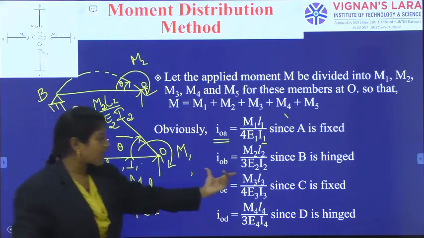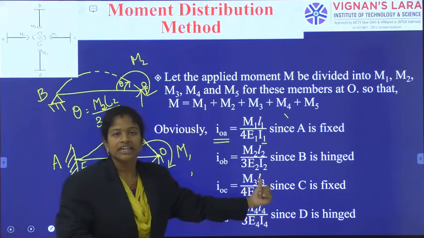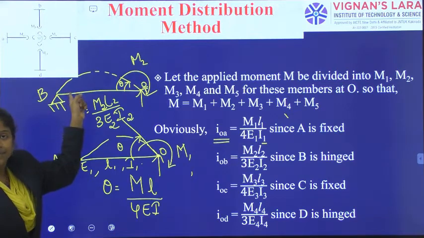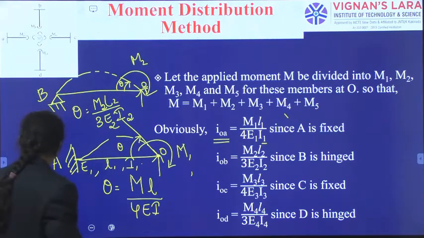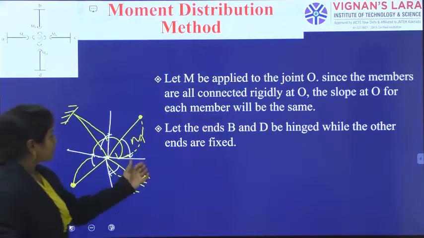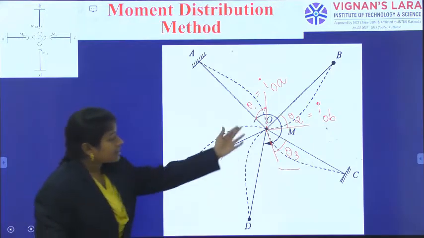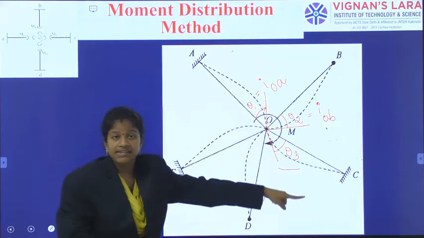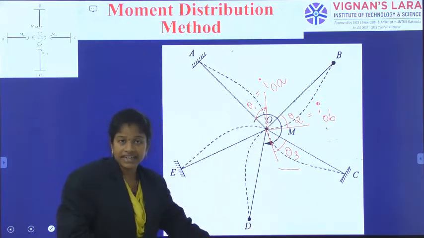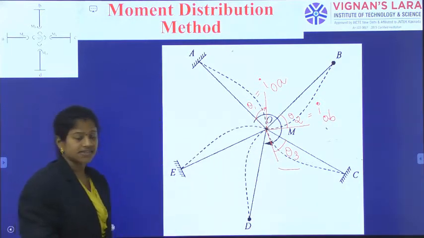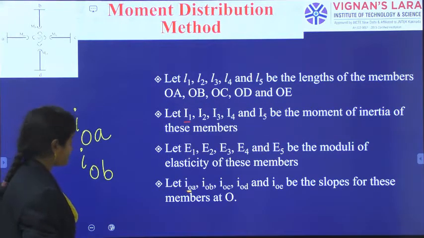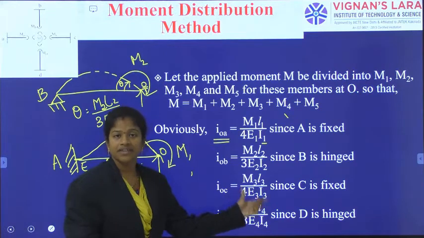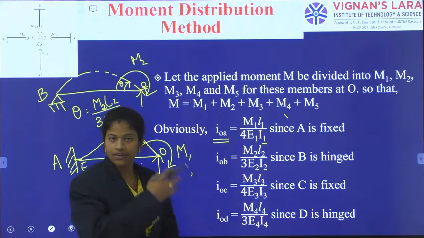So that answer we have got as M2 L2 by 3 E2 I2, as the hinged end is there at B. And then again at C, the next point C is having fixed end. A is fixed, B hinged, C fixed in the way. Alternately D is hinged and E is fixed. Fixed, hinge, fixed. In this way we have given in the picture, right?